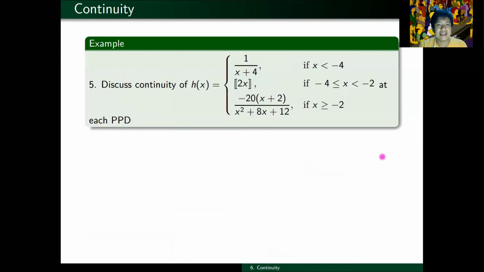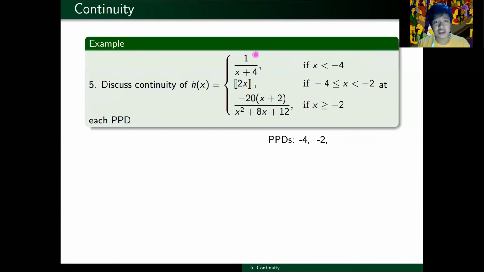Okay? Last example. Ganun pa rin, no? So discuss natin yung continuity of this function at each PPD. Tapos subukan din natin identify kung anong klase yung mga discontinuity na makikita natin. PPDs natin, -4, -2 automatic. Kasi po, breaking point ng piecewise function. Okay? Ito, tapos ano pa yung mga dapat i-check?